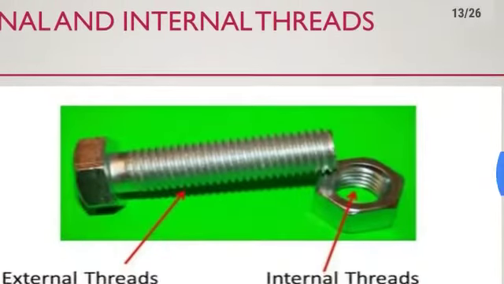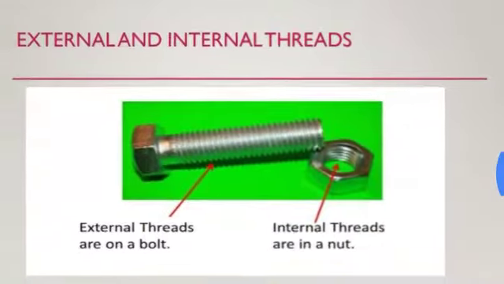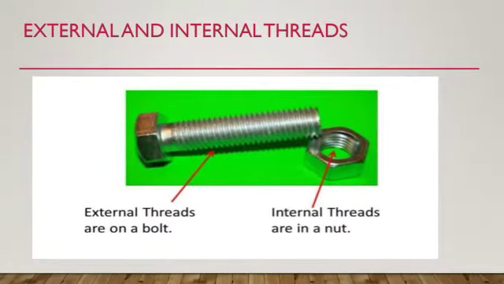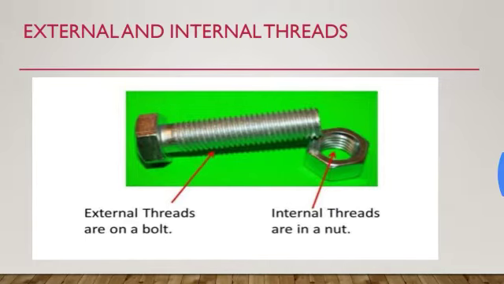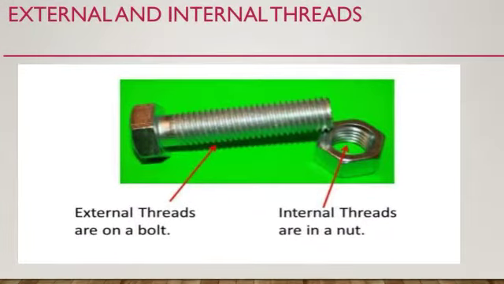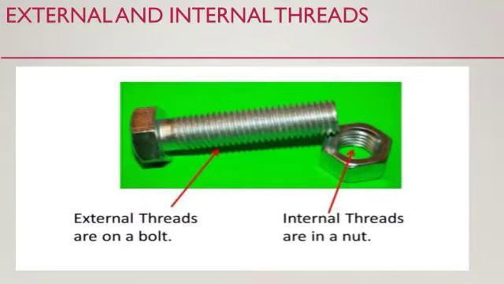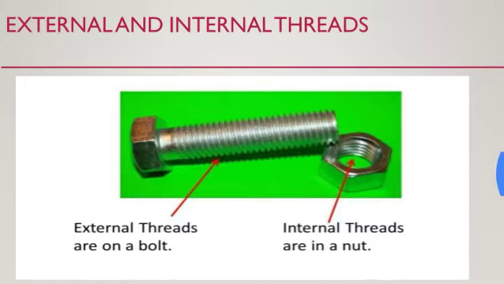In our syllabus we have a few types of threads: external threads and internal threads. This is one classification. What are external threads? When we observe a bolt, you will find the threads on the circumference of that rod. Those threads are called external threads.